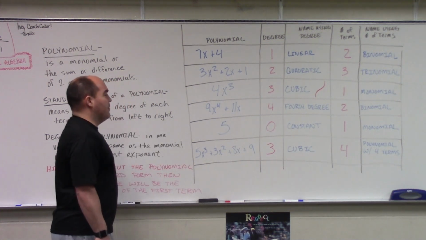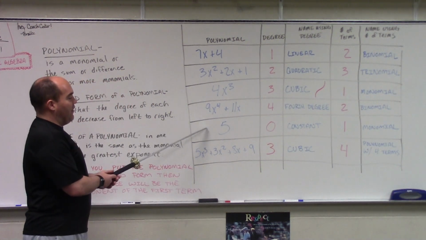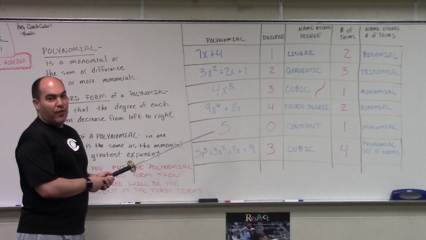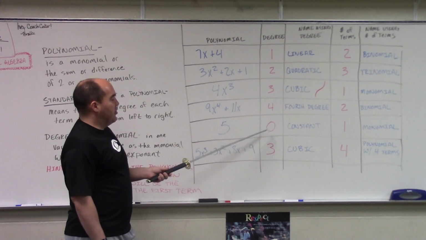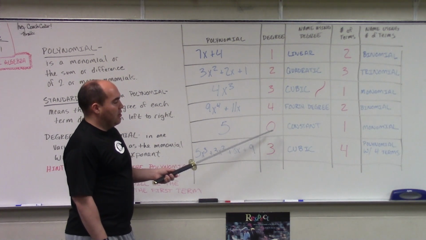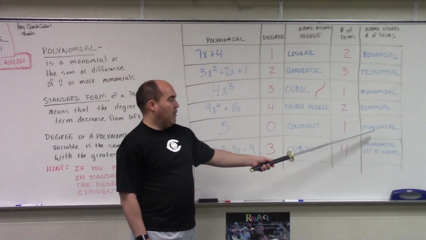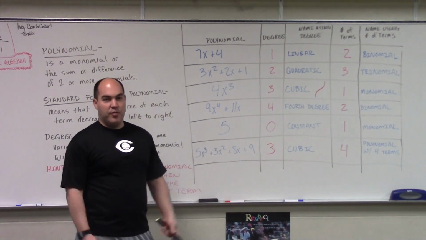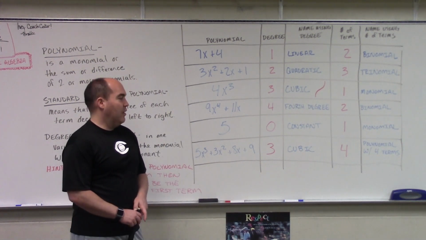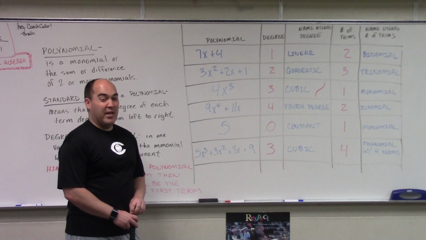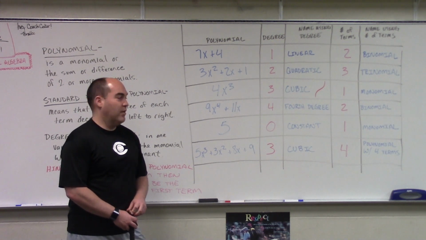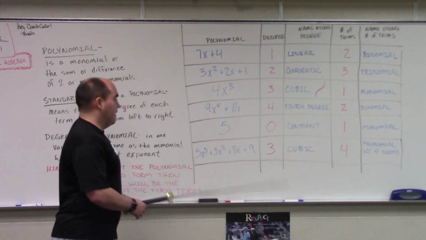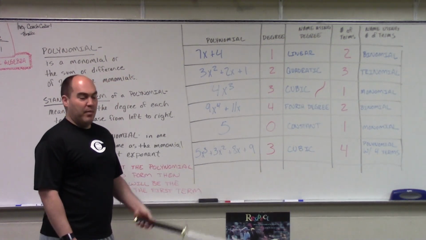And then we have just a regular old 5 here. If we have a regular old 5, that's just a constant number. There's no variable. The degree is 0. So we would say it's a constant monomial because there's just 1 term, so it's just a monomial. I'll be honest, they're probably not ever going to ask you for one of those because it's just so simple. But if they do, you'll be ready.